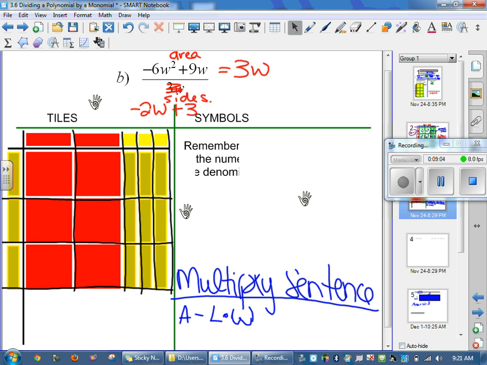Now, we're going to draw it out in symbolic form, and then we're going to draw or write out a multiplication sentence.